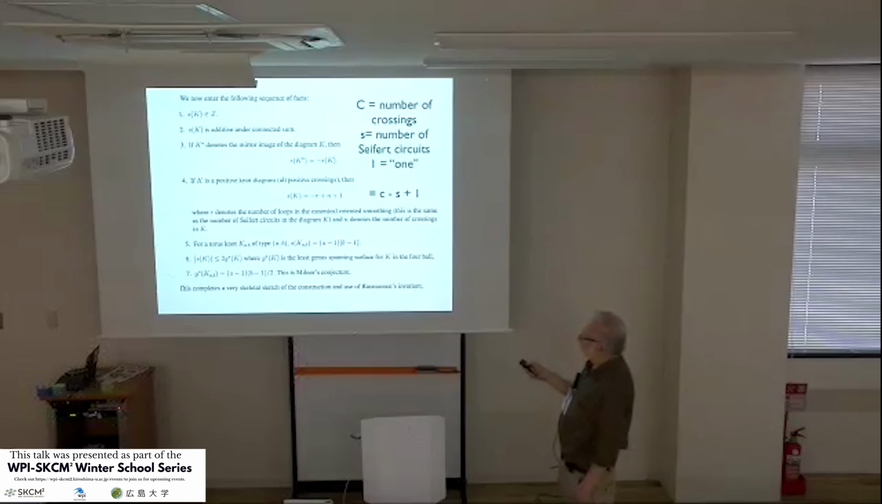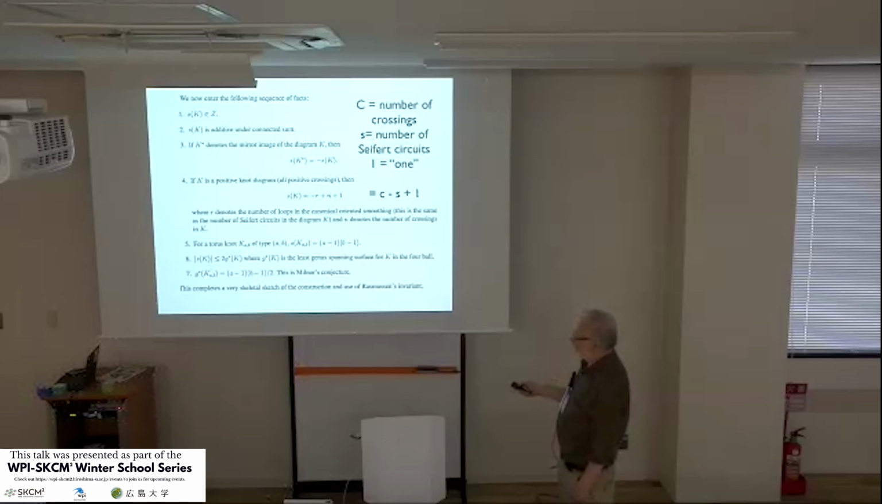It's additive under connected sum. If you have a mirror image, it changes sign. If you have a positive knot diagram, then it's equal to the number of crossings minus the number of Seifert circles, the number of smoothing circles if you smooth everybody in an oriented way, plus 1. That's twice the genus of a spanning surface for the knot. And that's the key thing that I need for the next lecture, that you get this out of that.